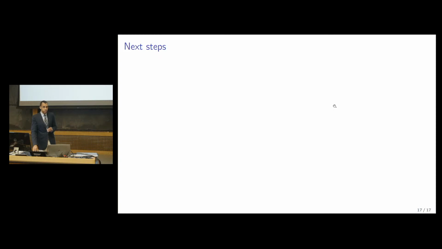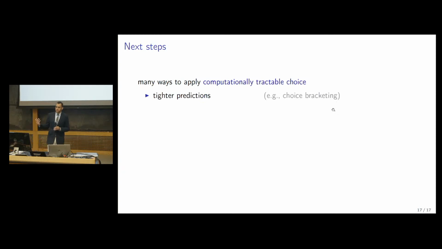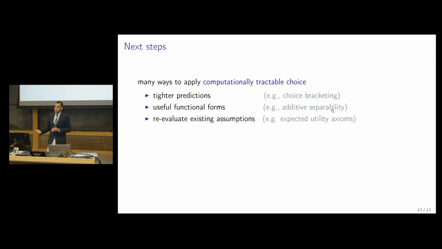Okay, so just to briefly outline next steps, I think there are many ways to apply computationally tractable choice to economics. To get tighter predictions like choice bracketing, useful functional forms like additive separability and other notions of separability that I introduce, to reevaluate existing assumptions like the expected utility axioms, and to obtain simplicity measures on utility functions, which I haven't discussed in this talk.